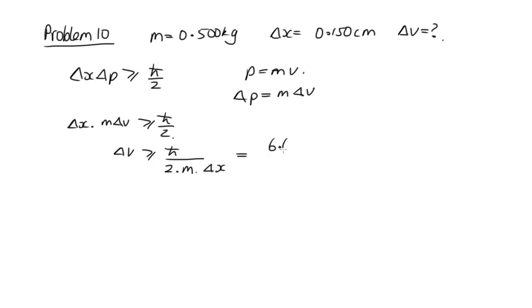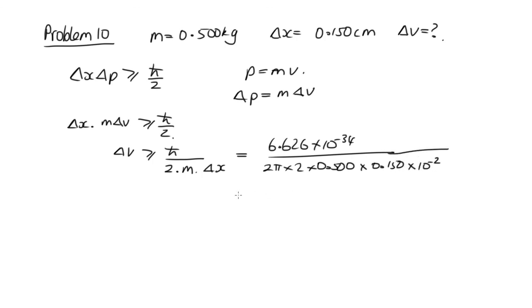So this is equal to 6.626 times 10 to the minus 34. H bar, so we're dividing by 2 pi. We've got our factor of 2. We've got our mass, which is the 0.500 kilograms. And then we've got our uncertainty in x, which is 0.150. Now that's centimeters. So to get it to meters, we times it by 10 to the minus 2. So solving this on the calculator, we end up with 7.03 times 10 to the minus 32 meters per second.